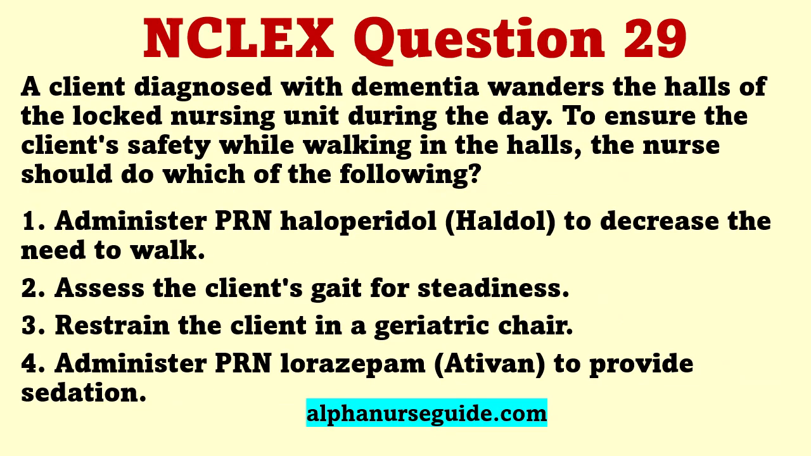A client diagnosed with dementia wanders the halls of the locked nursing unit during the day. To ensure the client's safety while walking the halls, the nurse should do which of the following? 1. Administer PRN haloperidol to decrease the need to walk. 2. Assess the client's gait for steadiness. 3. Restrain the client in a geriatric chair. 4. Administer PRN lorazepam to provide sedation.